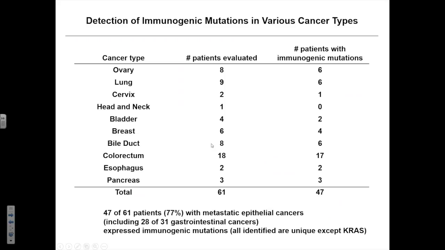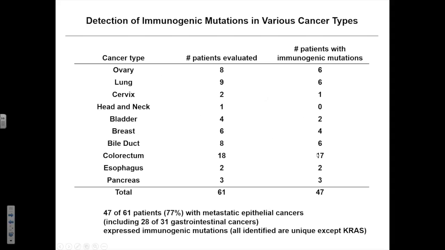Well, this is an overall summary now of 61 patients with metastatic epithelial cancers. Our major effort right now, and none of this is published yet, nor is the KRAS material that I just presented published yet. We've attempted to study 61 patients with this wide variety of epithelial cancers, ovary, lung, cervix, as you can see, virtually every one of the common epithelial cancers.